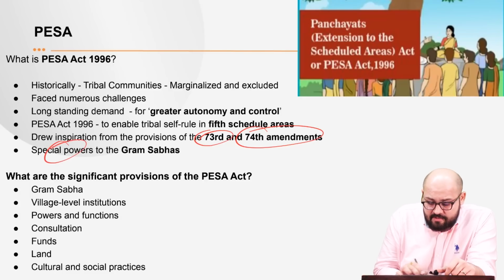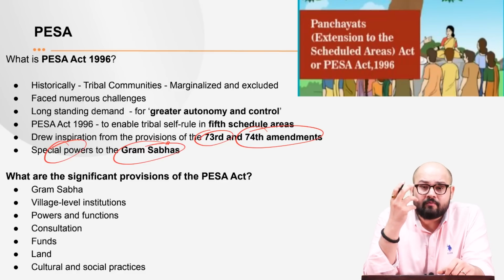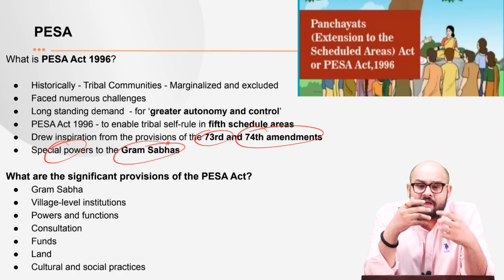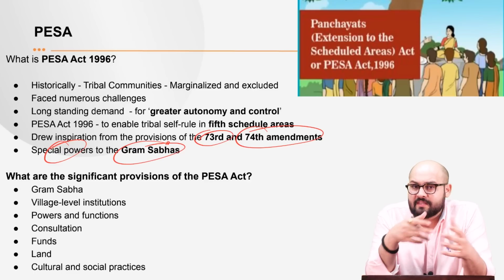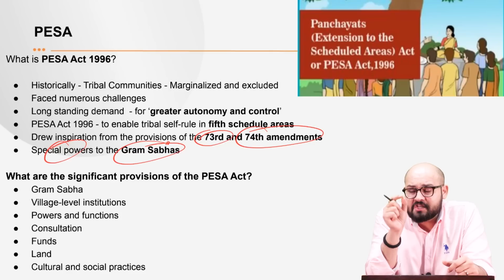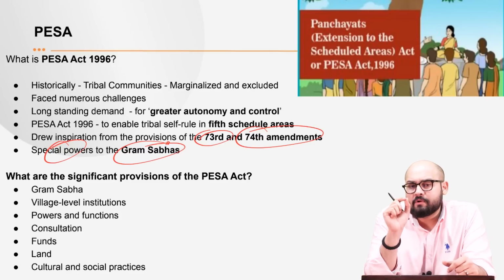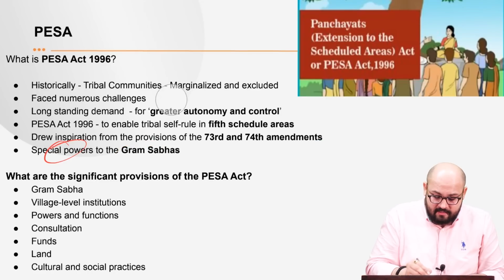Now this gives special powers to the Gram Sabhas. That is the foundation. These are the foundation sort of platforms where the community interacts and then reaches a particular conclusion. They have these deliberations. Now, Gram Sabha lies at the very foundation, at the very heart of these local self institutions. Now, what are the significant provisions when it comes to the PESA Act?